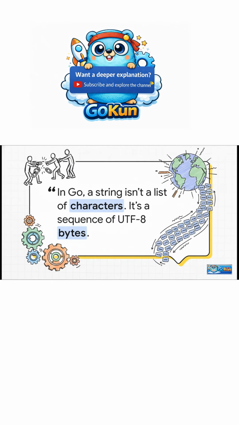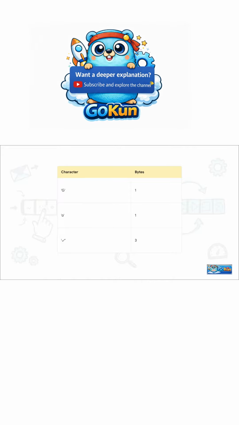Okay, so the answer is probably the single most important thing you need to get about strings in Go, and it's this. A string isn't a list of characters. Not at all. It's a read-only slice of UTF-8 bytes. So what does that actually mean? Well, look at this. The character G takes up 1 byte. The O takes up 1 byte. But that little checkmark symbol, oh, that's a multi-byte character. It takes up 3 whole bytes.